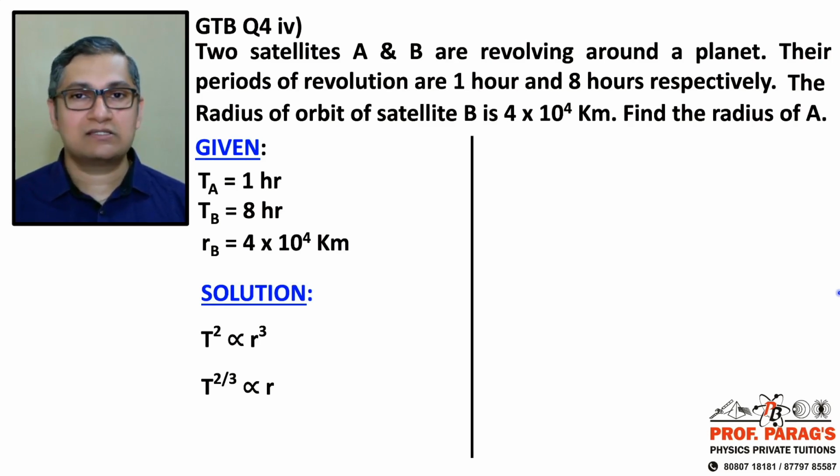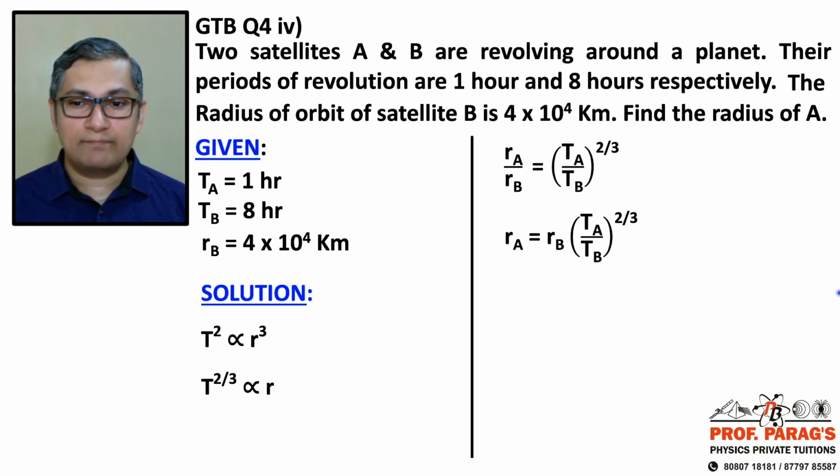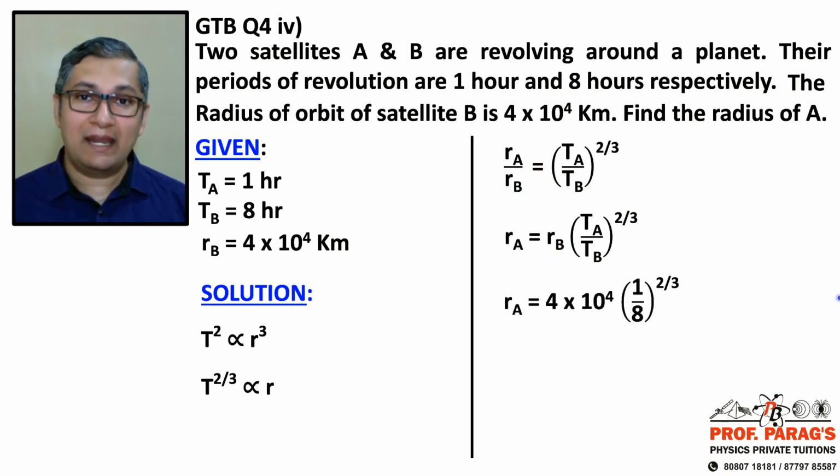Now I can understand it's a ratio question. So just take a ratio: RA by RB will be TA by TB, the whole raised to 2 by 3. We know the numbers for TA and TB, so let's substitute them. I can take RB from the denominator to the numerator and put in the values of TA, TB and RB.